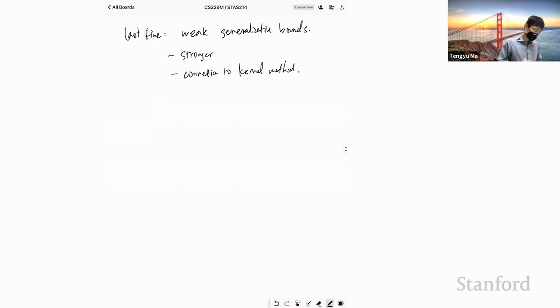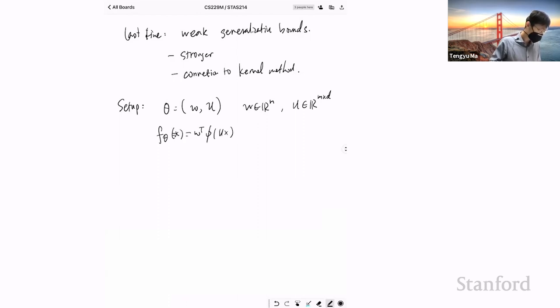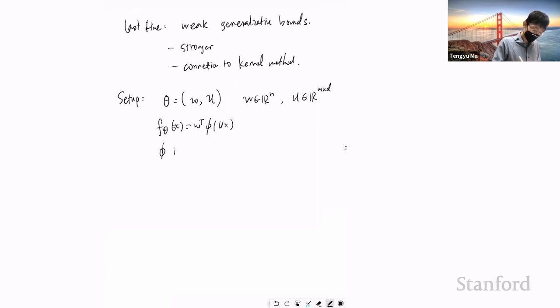Okay, so just to briefly review the setup. The setup was that we have some theta, which consists of 2 layers. The second layer is the vector W, and the first layer is a matrix U that maps dimension D to dimension M, and our model is something like W transpose phi of Ux, and phi is element-wise ReLU.